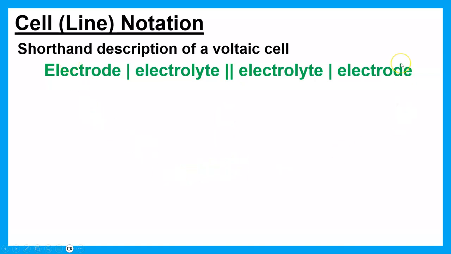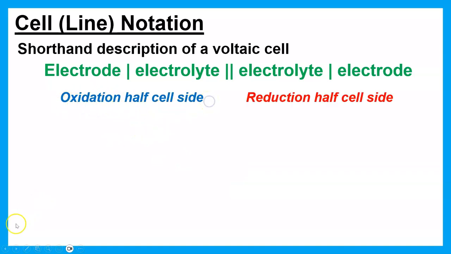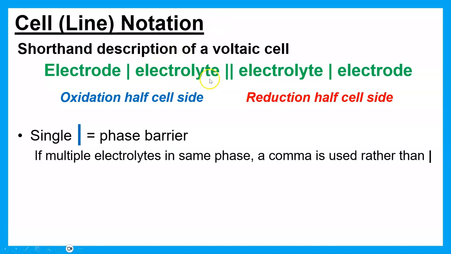Electrodes go on the outside, and the solutions that are in the beakers go on the inside. We always list the oxidation first and the reduction next. The single line is what they call a phase barrier. So think about it. This is solid and this is a solution. Sometimes you may have more than one electrolyte. The reasons for that are a little above what we're doing, but you may see that. And if that's the case, they may list them in the same area, but they'll separate them with a comma.